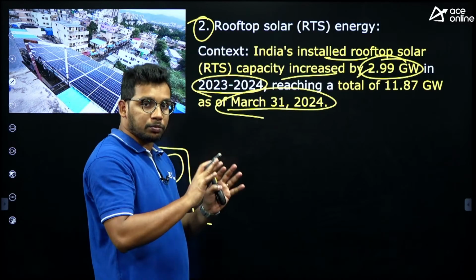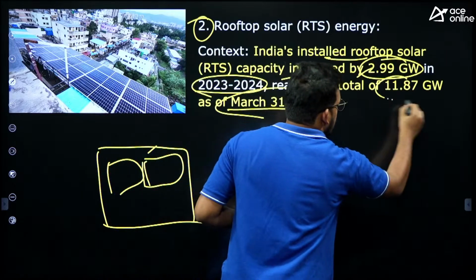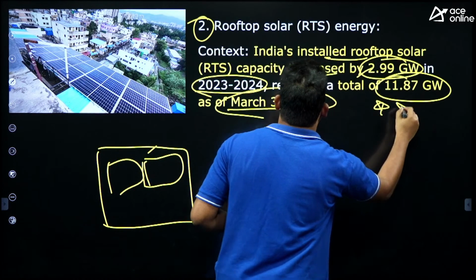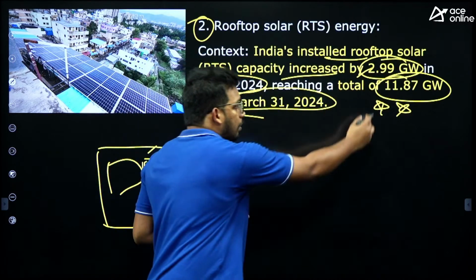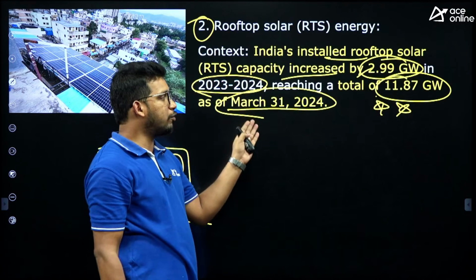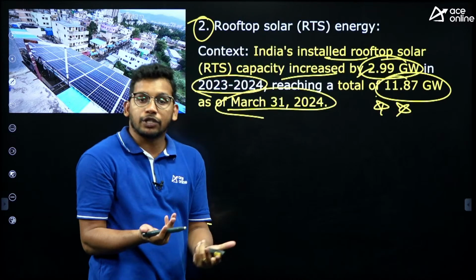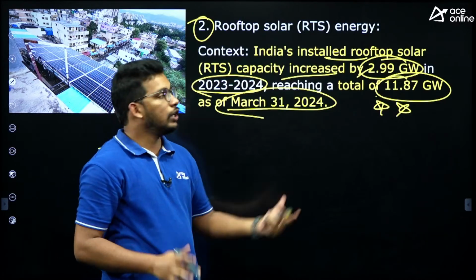The total rooftop solar energy till now is 11.87 gigawatts. Both facts are important. You have to remember this also. As of 31 March 2024, what is India's rooftop solar energy? They may ask you this.